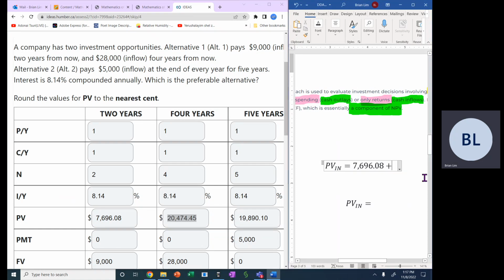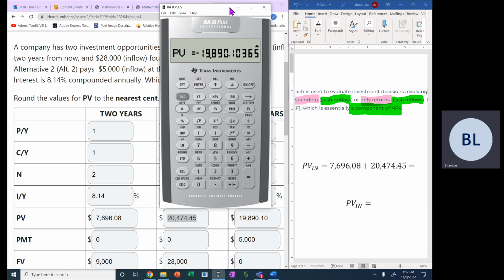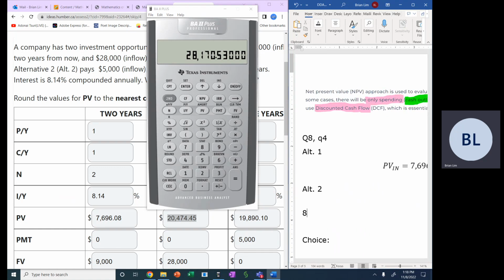Okay, so let's put that in there. And if we add those numbers, we will get a sum, S-U-M. Okay, now I think we have one of them up. No, we don't. So let's take these numbers, 7,696.08, and we add 20,474.45. And we sum those two numbers and we get a grand total of 28,000.